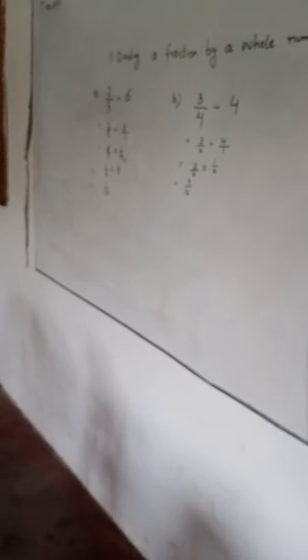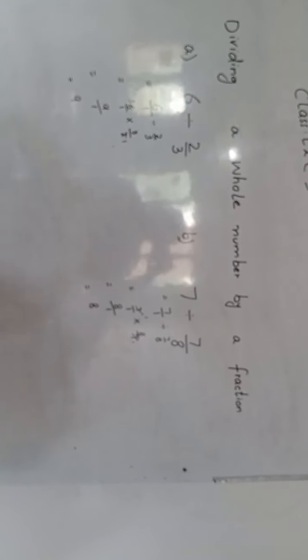So this is how we divide a fraction by a whole number and divide a whole number by a fraction. Is it clear?